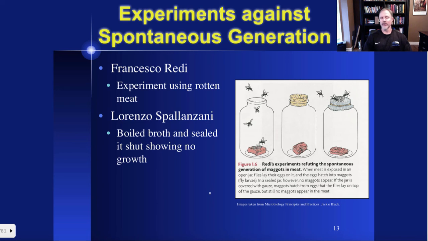What they said was, well, there's no air, so that's why the worms can't exist. So he said, okay, yeah, fair enough. So what he did was he put some cheesecloth, which is very porous, but doesn't allow the flies through, but allows the air in and out.